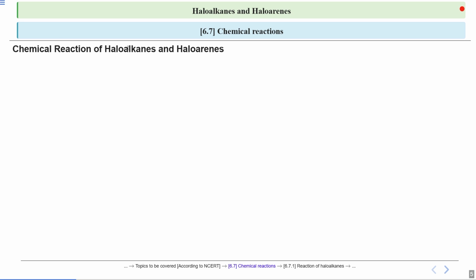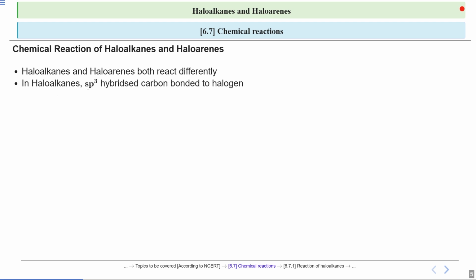The chemical reactions of haloalkanes and haloarenes. Haloalkanes and haloarenes both react differently because they are different molecules, right? Haloalkanes you can also say alkyl halide, and haloarenes you can also say aryl halide, right? Haloarene includes the benzene ring, aromatic ring along with the halogen bonded with it, and haloalkanes include the alkyl group bonding with the halogen. They both react differently.